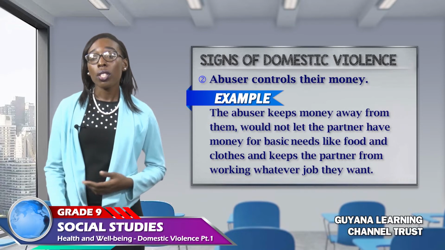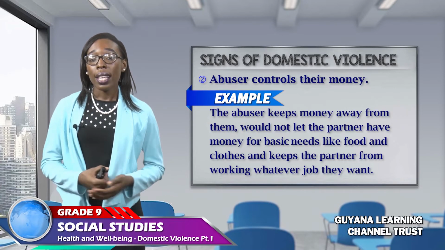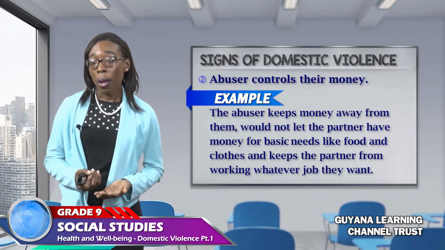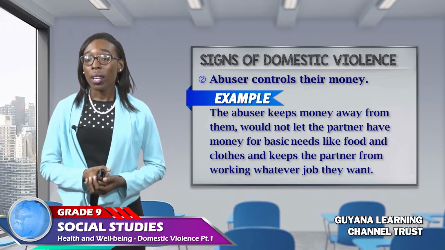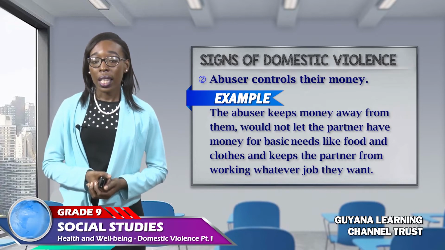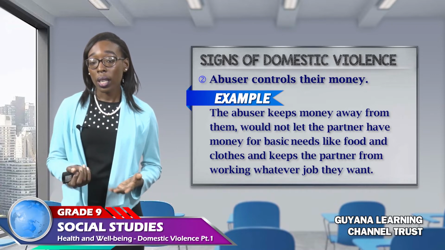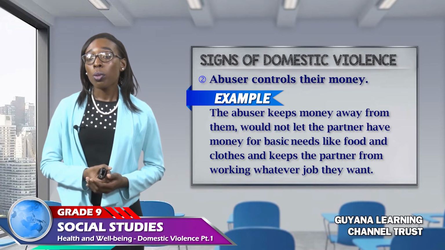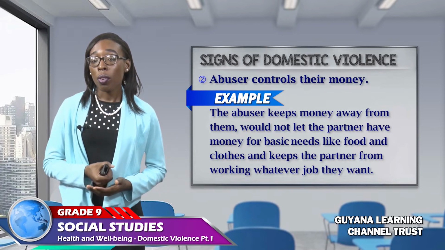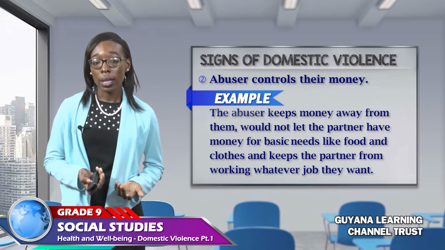Secondly, the abuser controls their money. For example, keeps money away from them, would not let the partner have money for basic needs like food and clothing, and even to attend school and work like we mentioned before. The abuser may also keep the partner from working whatever job they want.